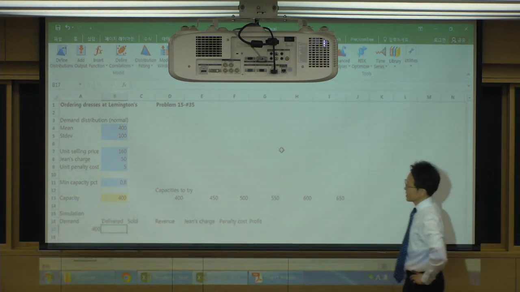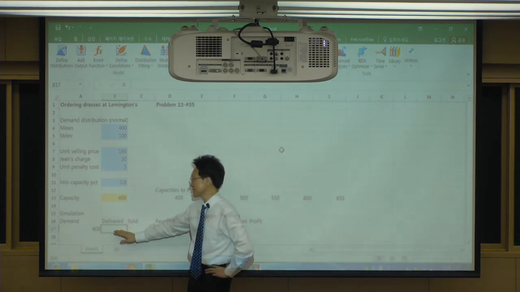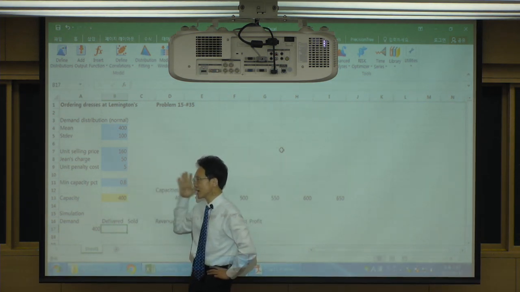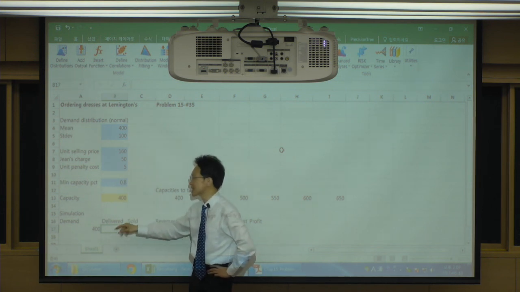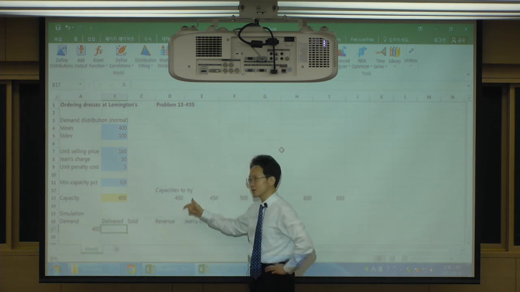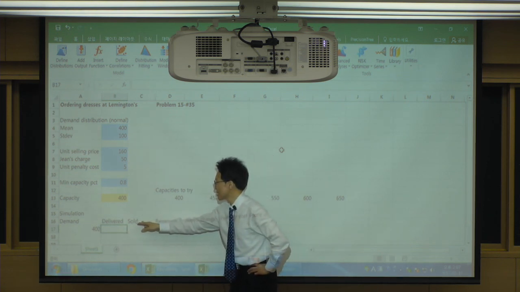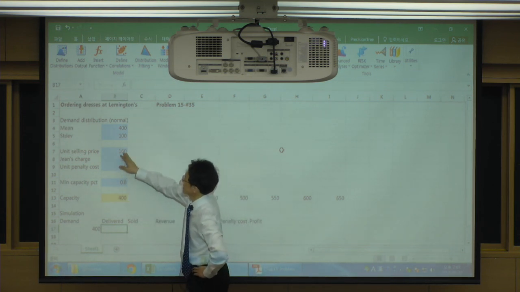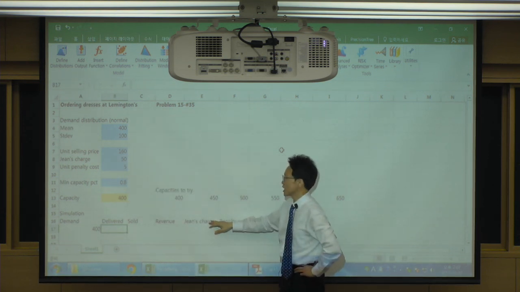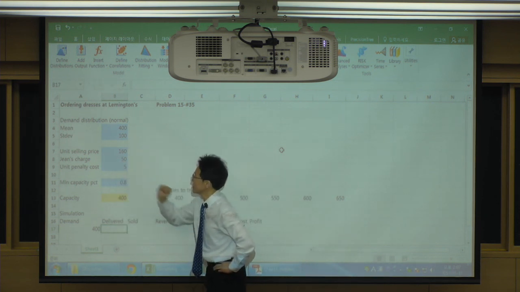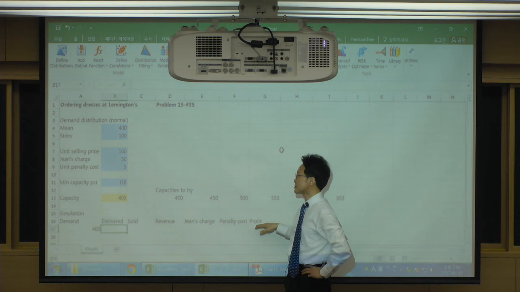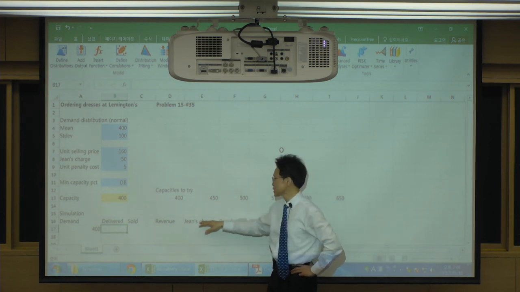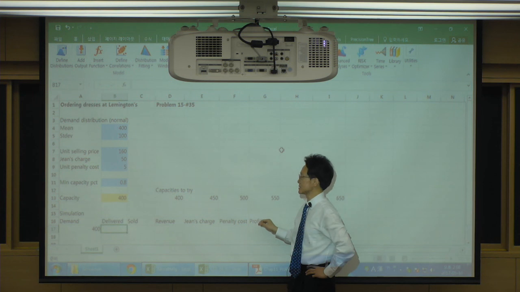Okay? So we have the actual delivered amount, that follows the logic I just showed you. And then sold, meaning the minimum between demand and delivered. And revenue you can calculate by multiplying sold and the selling price. And the charges, delivery times 50. And then the penalty cost is obviously the unused capacity times 5. And profit, you subtract all these costs from the revenue. Then you will get the profit.